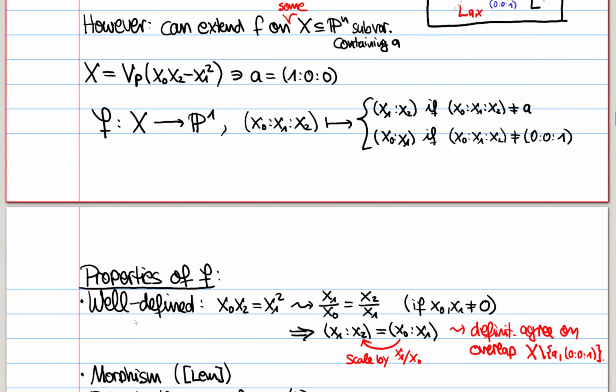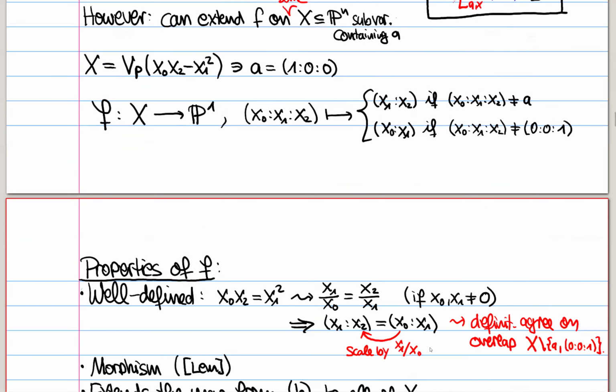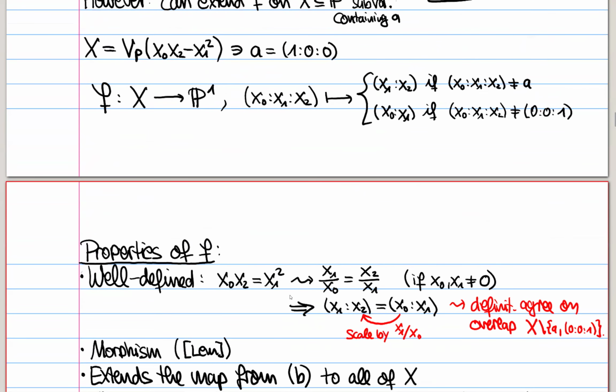So first of all, the claim is it's well defined because we need to check that if you're on the overlap, or if you're both away from this point and from this point, then these two things are the same. And for this, you just observe the equation cutting out X. This is this one here. If you divide by x0, x1, then you get this equality here, right? So if x0 and x1 are non-zero, then you have this equality here of numbers.